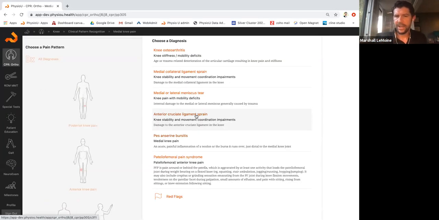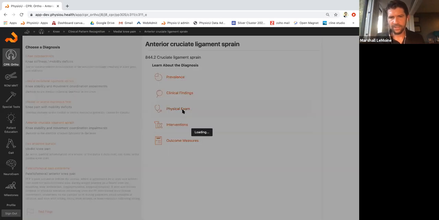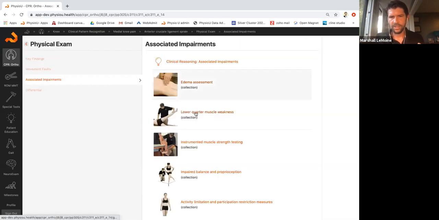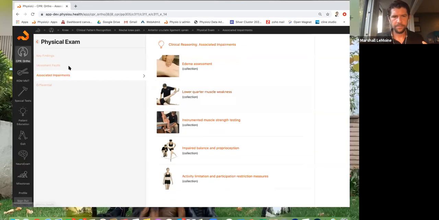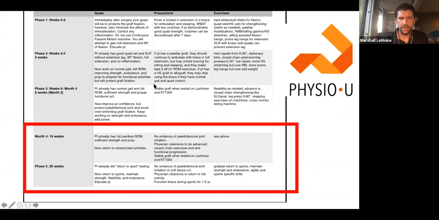We can still talk about it as a sprain, but if we spend all of our time talking about how people hurt it in the early stages, we would never get to the later stages. So we're going to skip over some of this and go into our physical exam and associated impairments. I'll be bouncing back and forth, but we'll be following the last phases, phases 4 and 5, which is our return to sport, more higher level.